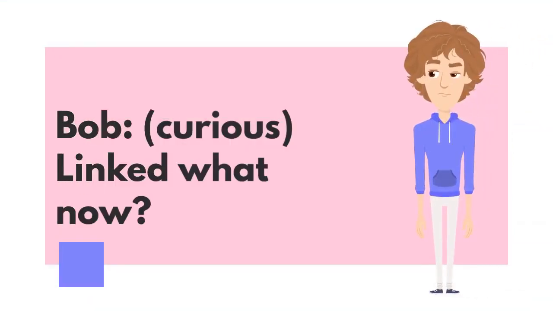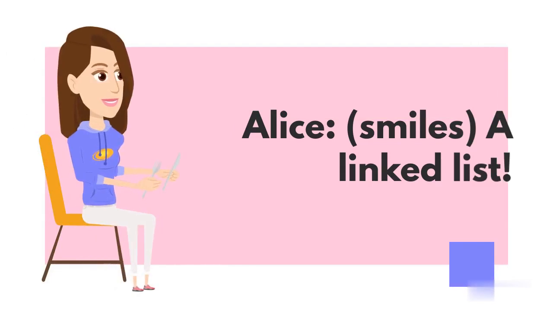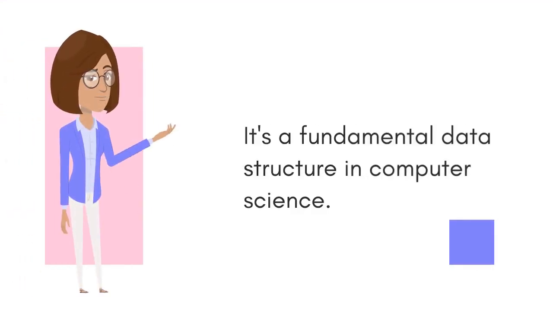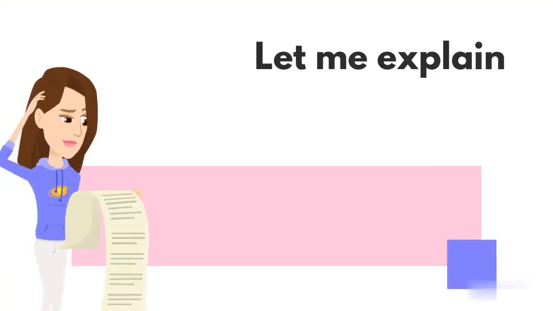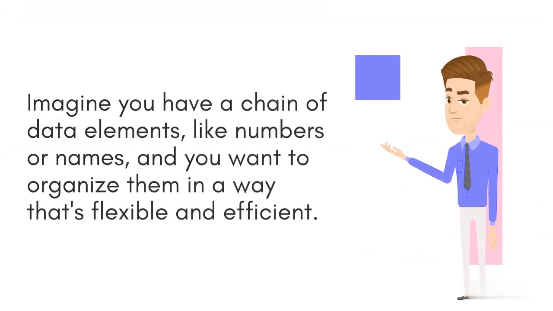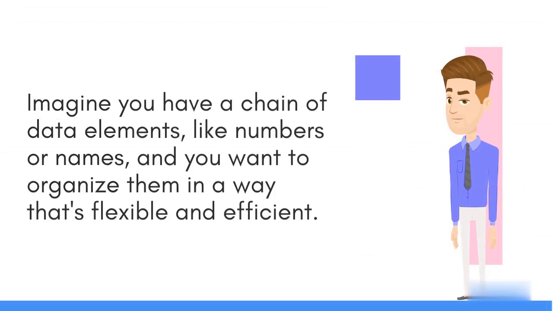Bob, curious, "Linked what now?" Alice, smiles, "A linked list. It's a fundamental data structure in computer science. Let me explain. Imagine you have a chain of data elements, like numbers or names, and you want to organize them in a way that's flexible and efficient."